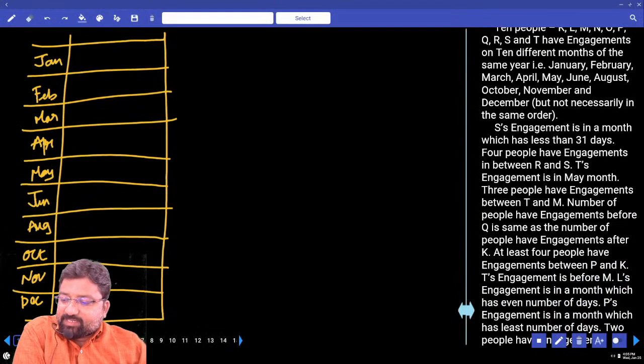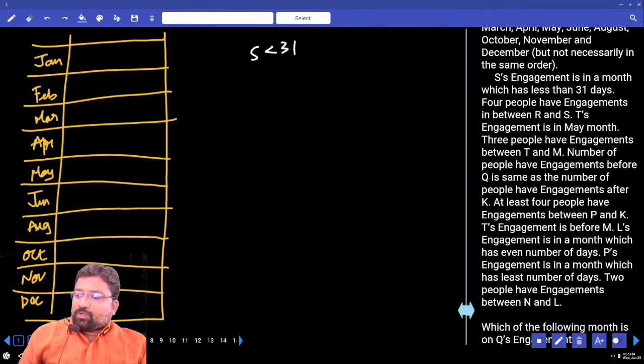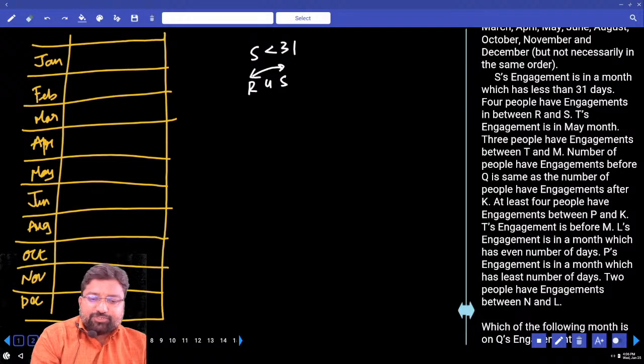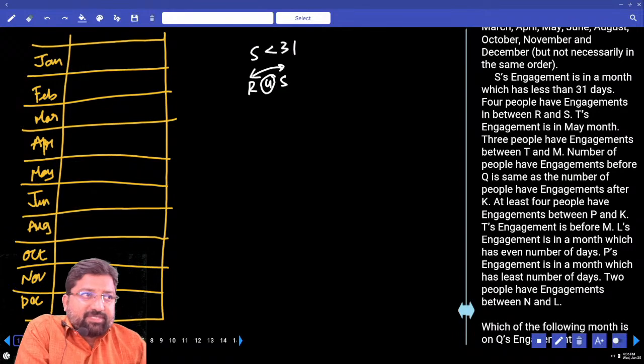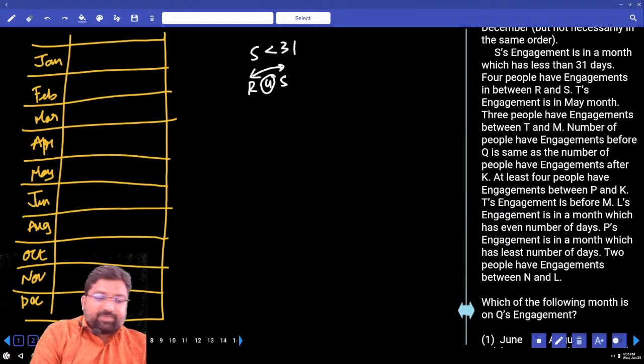S's engagement is in a month which has less than 31 days. 4 people have engagements between R and S. How many people between R and S? 4 people between R and S. I am not sure whether S is before or R is before. Next, T's engagement is in the month of May.